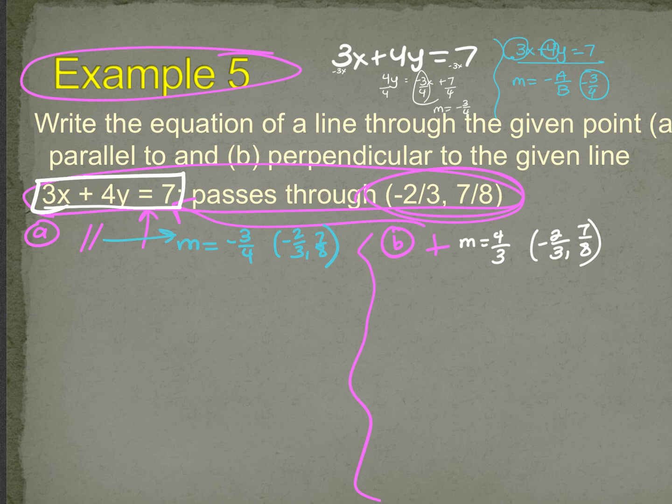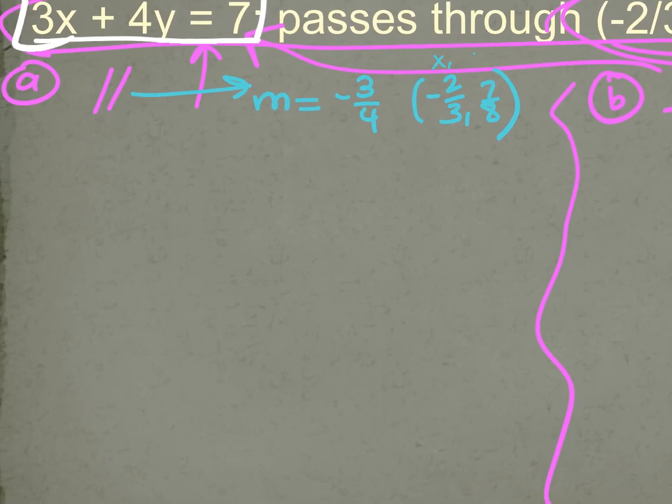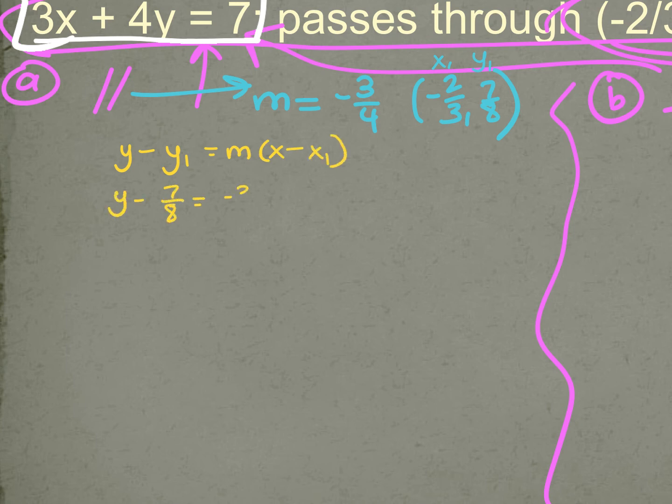So let's start with that first one. This would be my x1, y1. I'm going to plug it into point slope. Y minus 7/8 equals negative 3/4 times x minus a negative 2/3, which becomes plus 2/3. Distribute the fraction. Negative 3/4 x. And then negative 3/4 times 2/3. The 3's would cancel. The 2 would go into the 4 twice. So I get negative 1/2.